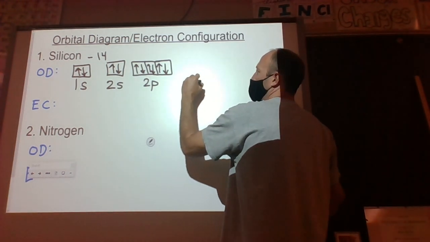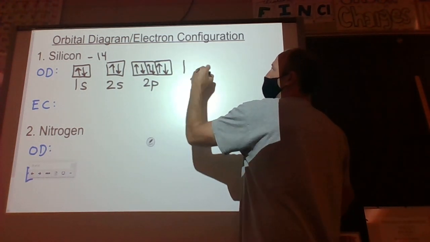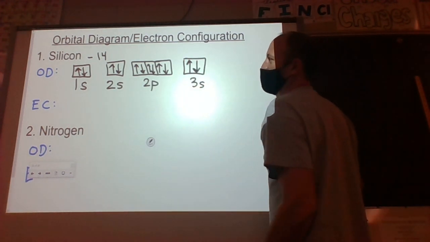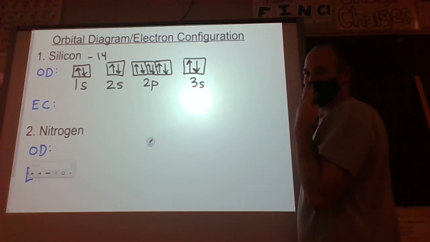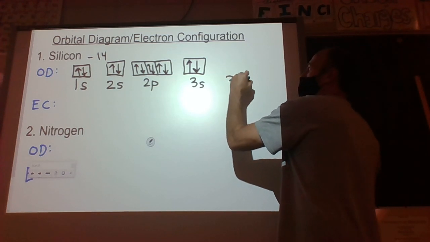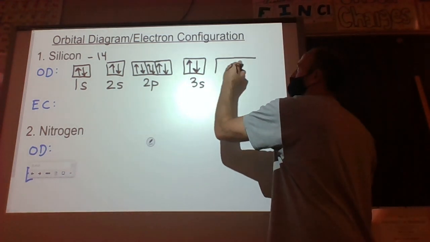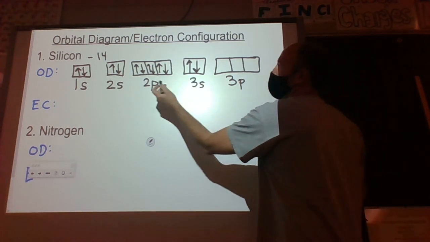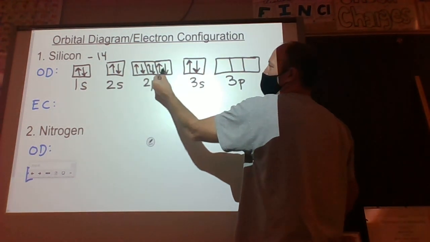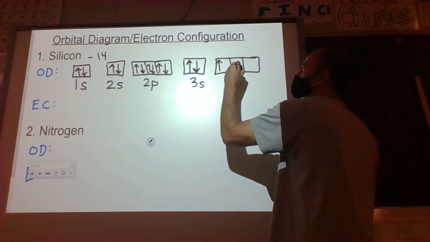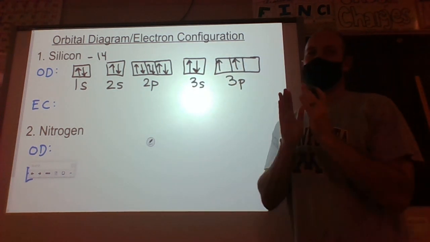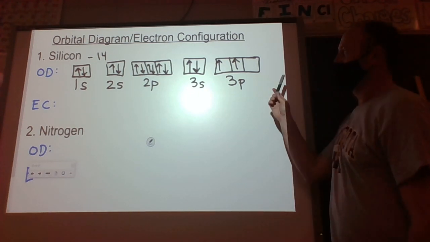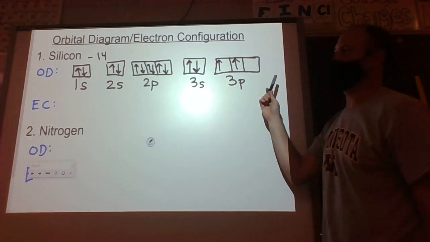What comes after 2p is 3s. Up, down. Of course, your boxes will all be the same size and consistent. Finally, we get 3p. There are 3 suborbitals there, and then we're at 2, 4, 6, 8, 10, 12, 13, 14. You just did your first orbital diagram. Isn't that exciting? These can get very long, not so fun.